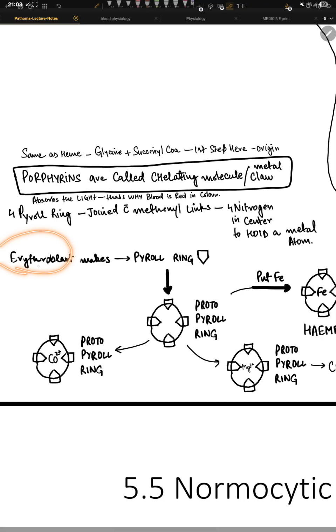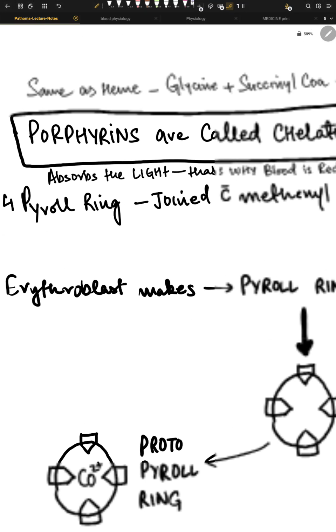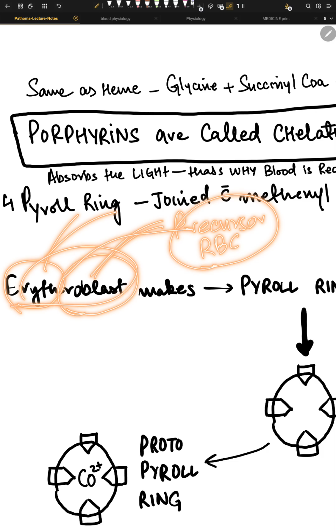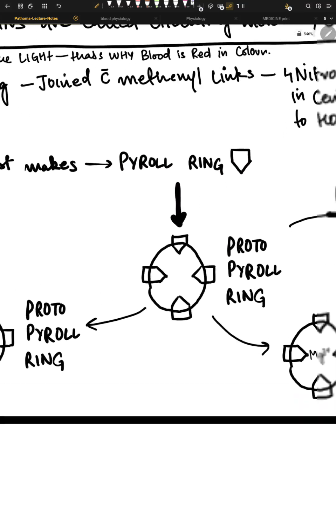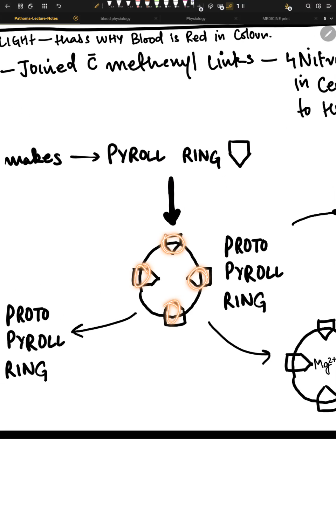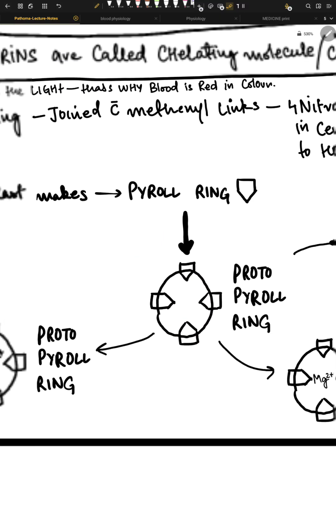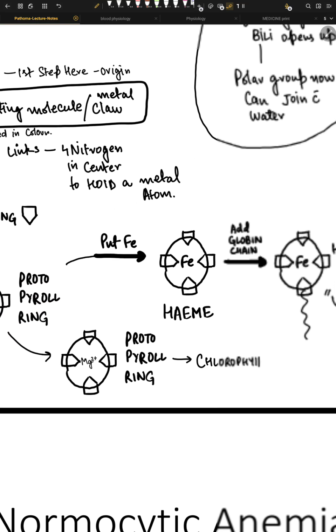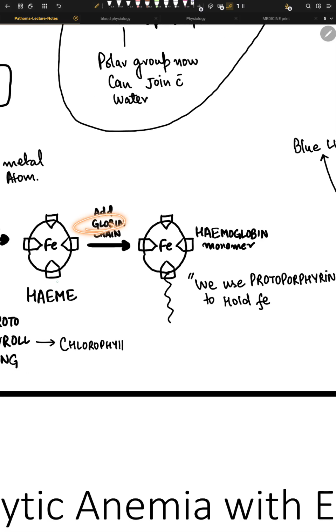Okay, so erythroblast, what is erythroblast? Erythro means red, blast means something that can produce. So these are precursor cells of RBCs. They make RBCs, and they make these pyrrole rings. So we have 1, 2, 3, 4 pyrrole rings joined with methenyl links together, and this is called the protoporphyrin ring. Once we put iron in it, right in the middle, we get heme. Now, if we add globin chains to it, we get something called a hemoglobin monomer.